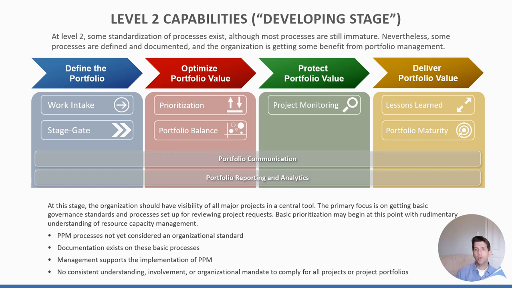At level 2, it starts to open up more components of the portfolio management lifecycle. It's the development phase. So commonly at level 2, you've got good intake, stage gate may be put into place, prioritization processes are established. You're hopefully looking at the balance of your portfolio. You're starting to track lessons learned. You're assessing portfolio maturity, which is why you're watching this video. Portfolio communication is being developed, better reporting and analytics. So you can see that all 4 aspects of the portfolio lifecycle are lit up at level 2.